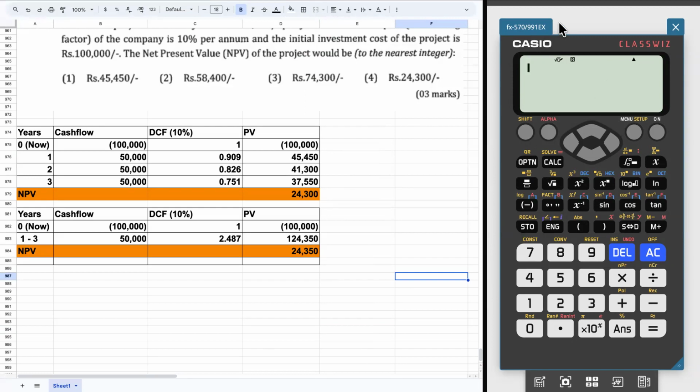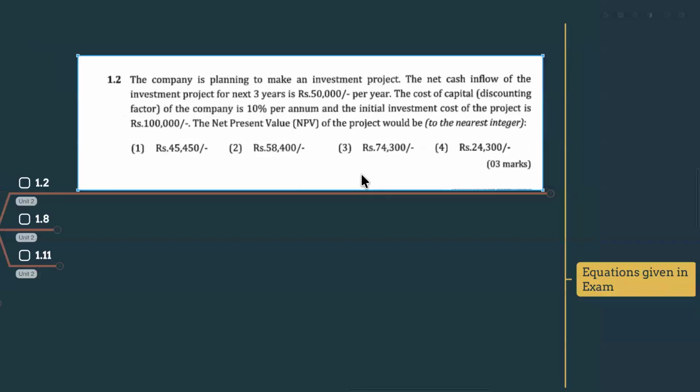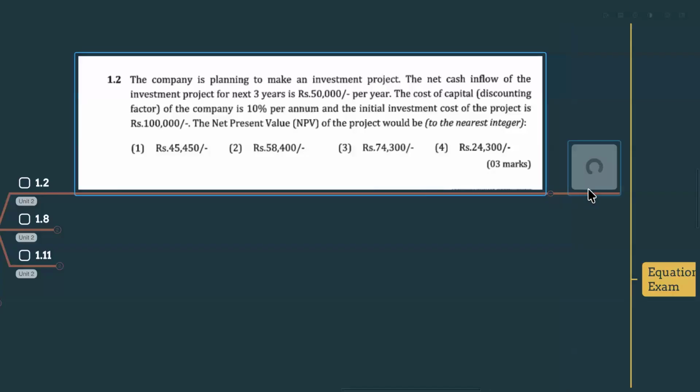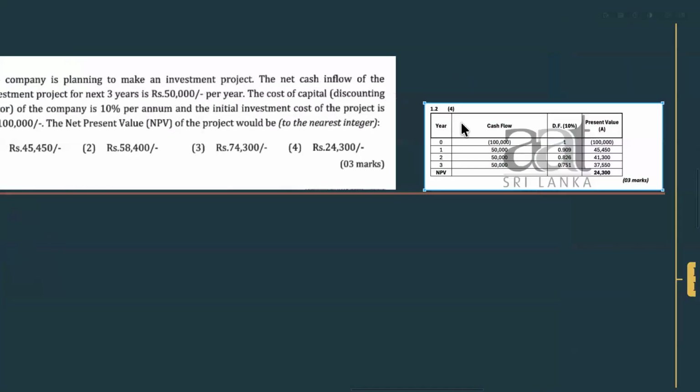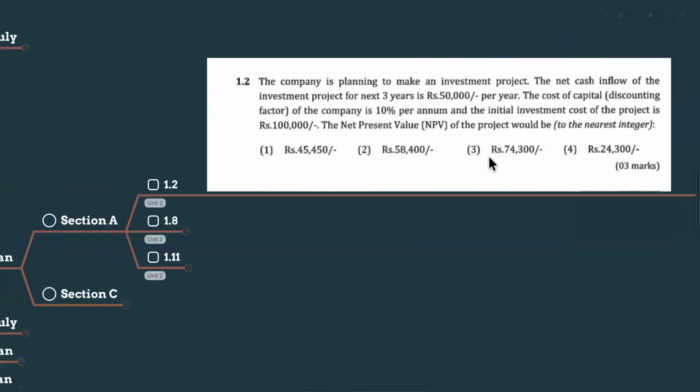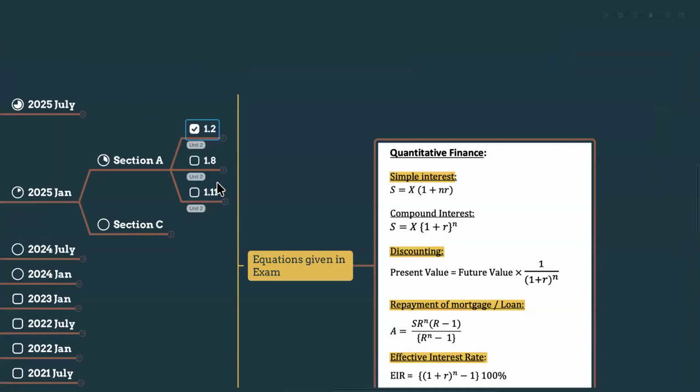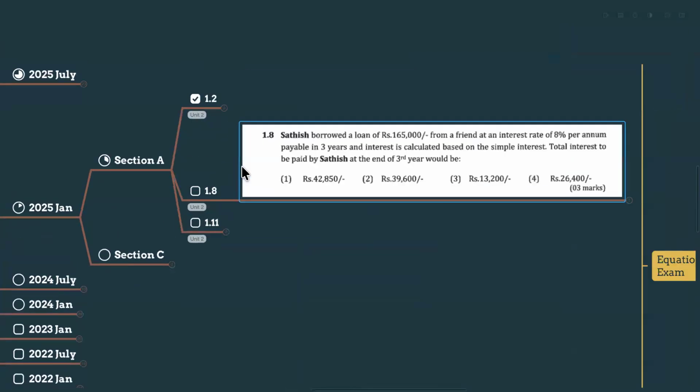Very simple, right? Very simple and very methodological. 24,300, so the fourth one is the answer. Now let's do the 1.8 also.